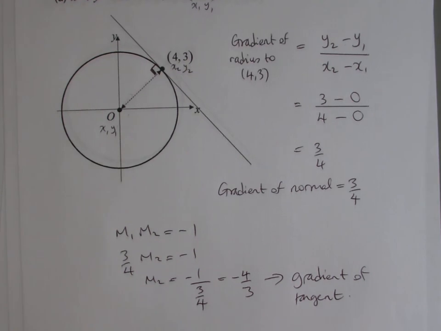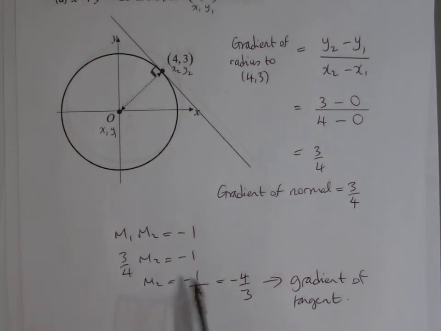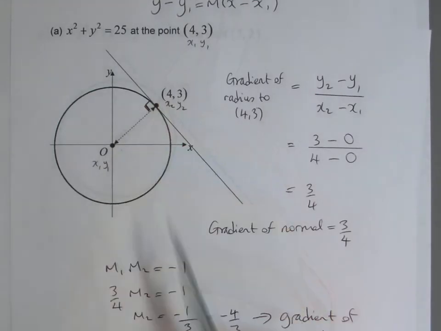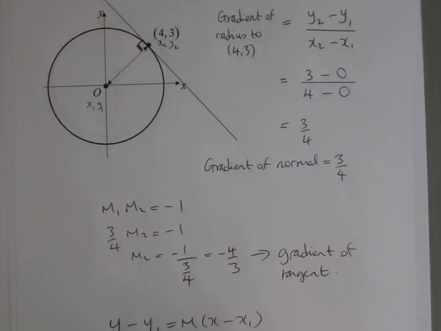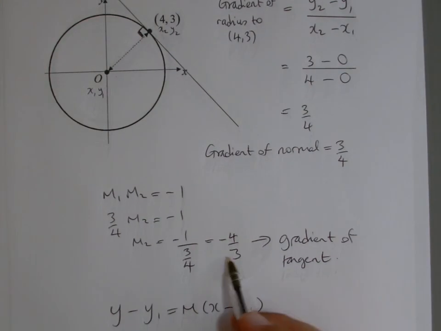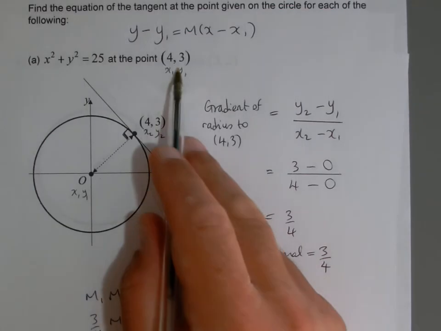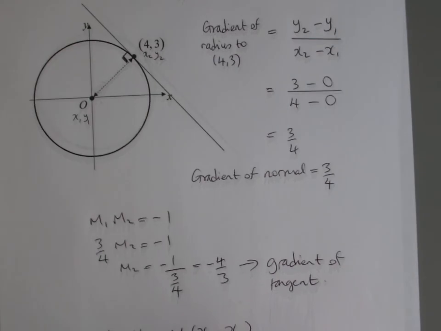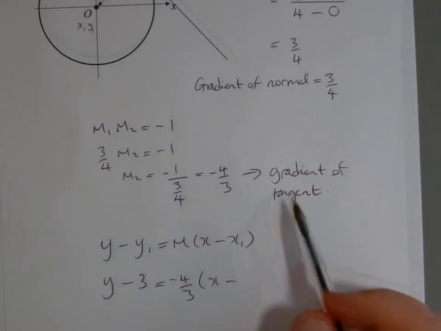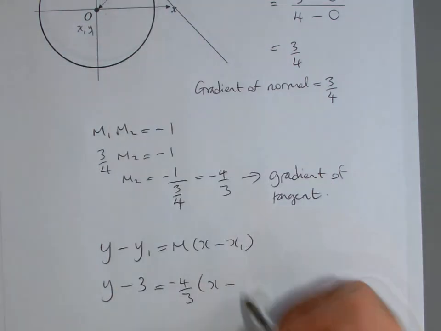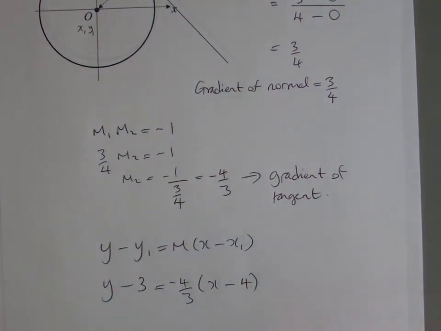So going back then to my formula that I wrote up here. So y minus y1 is m times x minus x1. Well, my point on the line is 4, 3. So my y1 will be 3, the y value. The gradient is negative 4/3, and the point, remember, is 4, 3. So the x1 value will be 4. And I have that.